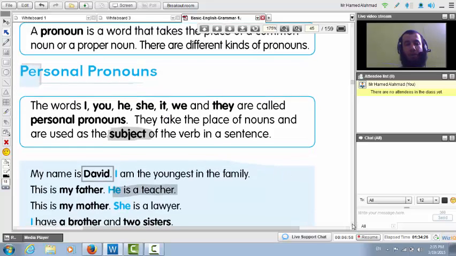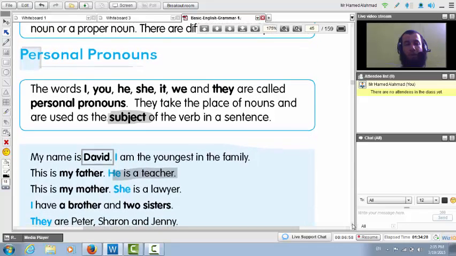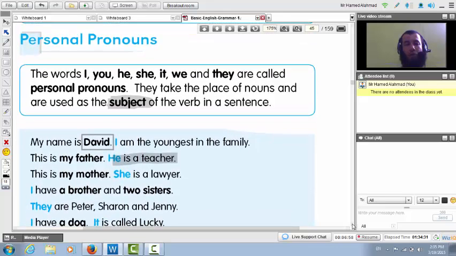Here, guys, personal pronouns. The words I, you, he, she, it, we, and they are called personal pronouns. They take the place of nouns and are used as the subject of the verb. Here, guys, you have to pay more attention to the word subject, because we're going to talk about other pronouns, but they are working as the what? As the object of the verb. And these pronouns are working as the what? As the subject of the verb. So pay attention and try to differentiate between them.